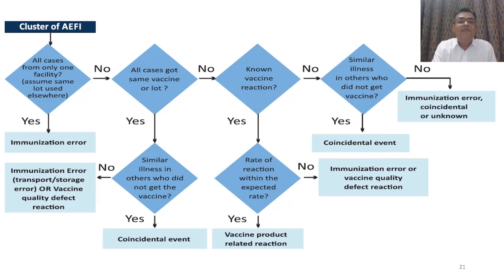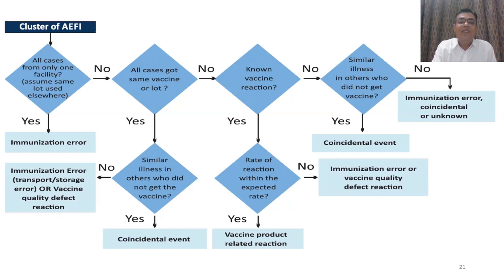But if it is no, then we need to check whether all cases got the same vaccine or same lot of the vaccine. If yes, then the second question should be: similar illness in others who did not get the vaccine? Means those who did not get the vaccine also have shown the same adverse effects. Then they are definitely coincidental events. But if no adverse events in the children who did not receive the vaccine, then most probably it is an immunization error, transport or storage error, or vaccine quality defect reaction, as all cases got the same vaccine.